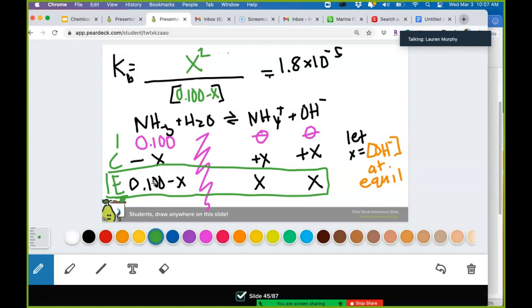Now, this is what helps us avoid using the quadratic. In terms of the AP test, you won't ever have to use the quadratic, or on my test, which means what I'm about to do will always work. So we're going to make this assumption. We're going to assume that this X right here is much smaller than the number I'm subtracting it from.